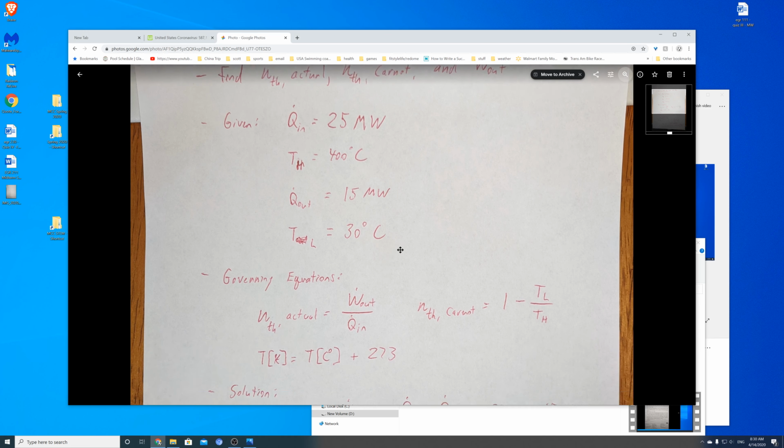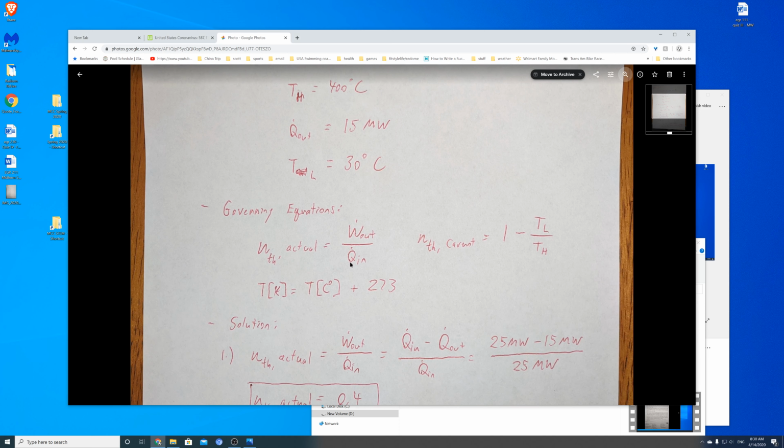Here are the governing equations. Here's our actual thermal efficiency, using the rate equation. And here's our Carnot efficiency, which is of course our theoretical limit. You have the low temperature sink divided by the high temperature source, 1 subtracted by that. And then the other part is we need to make a conversion for the temperature.